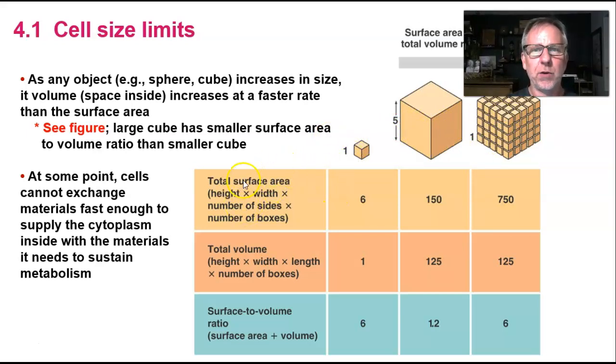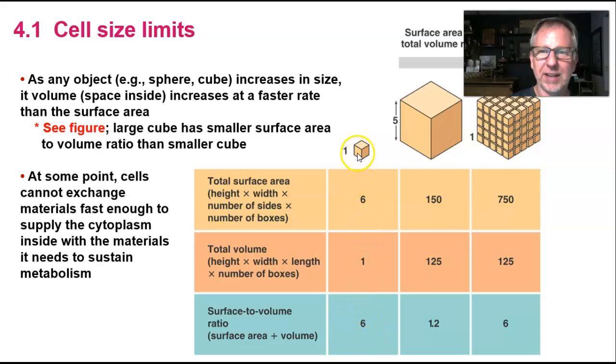So we can calculate the surface area of the little cube. We can do the same thing for the big cube, and for all the little cubes put together. We can also calculate the volume of the little one and the big one and all the little ones put together. And after we calculate the surface area and the volume, we can compare the amount of surface area to the volume and come up with a ratio, which is on the bottom.